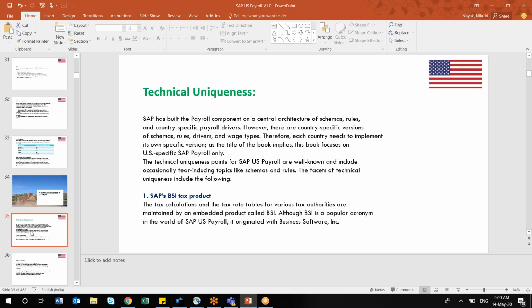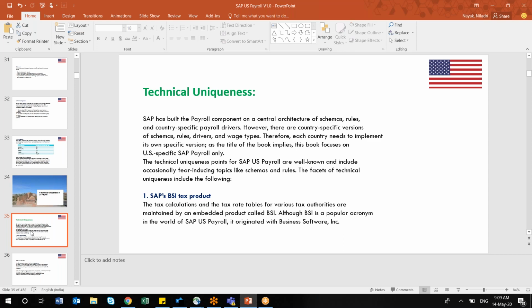So we have seen the tax from a functional point of view, but from a technical point of view, how does this BSI work, what is BSI all about, what do they do, and how are these integrated? Suppose you are moving to cloud, what are the changes you have to make? That will be covered from a technical front.